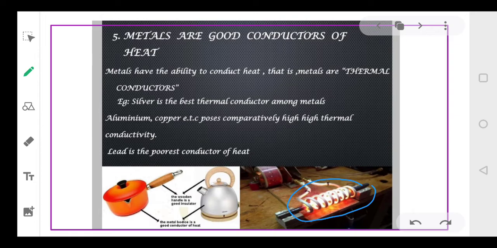So metals conduct heat, they allow heat to pass through them, and that is why they are good thermal conductors. Silver is the best conductor of heat. Copper and aluminium are a little bit lesser than silver, and lead is the poorest conductor. So metals allow heat to pass through them.